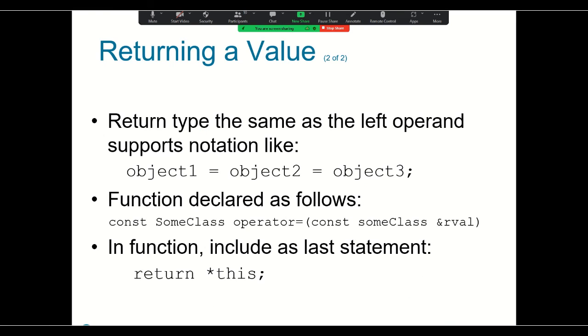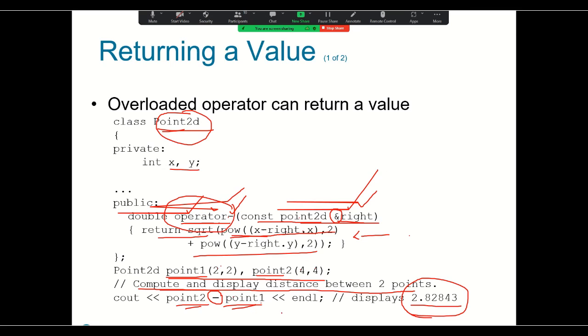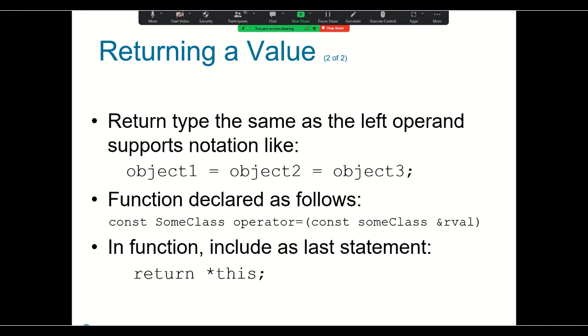So the return type should be the same as the left operand. Basically, whatever the left operand is, say double, it should return a double. That's the point. That's the basic definition of any function itself.